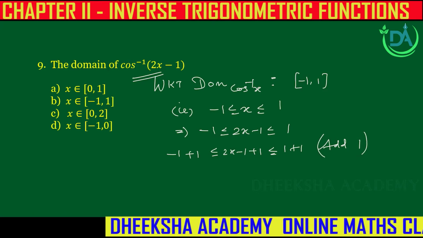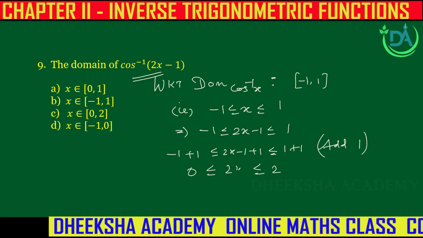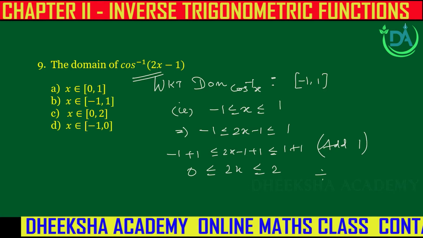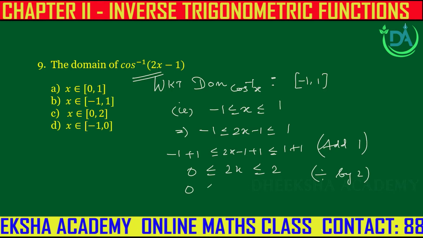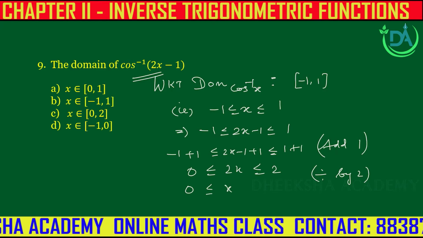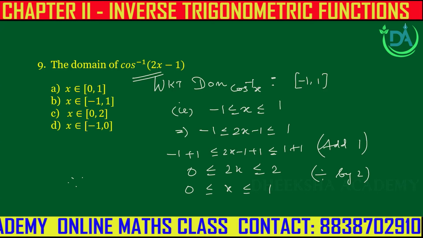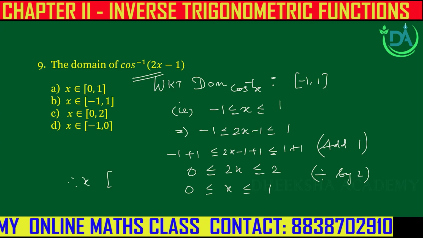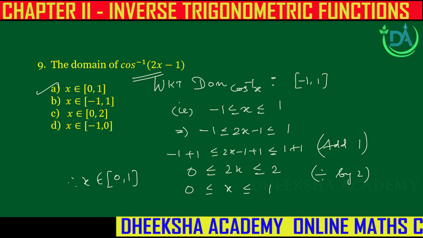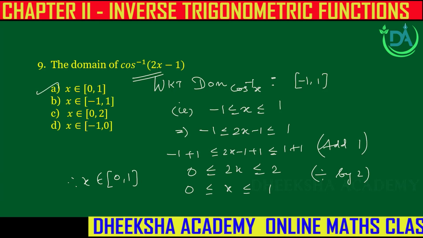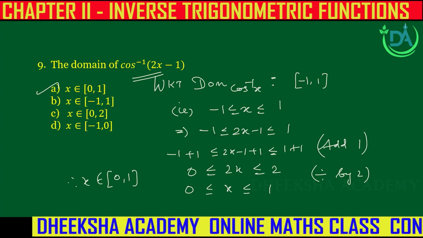So 0 less than or equal to 2x less than or equal to 2. Again divide by 2, so 0 by 2, 0 less than or equal to 2x by 2, x, less than or equal to 2 by 2, 1. So therefore x belongs to the closed interval 0 comma 1. So the answer is A. The domain is the closed interval 0 comma 1.